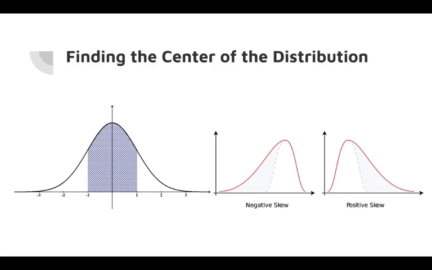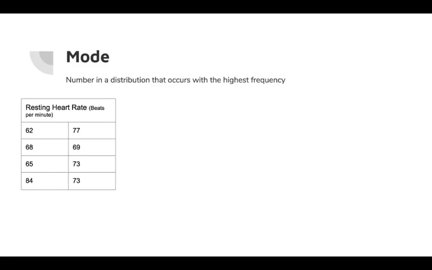But what we want to do is look at each of these three different types. Starting with the mode, this one is kind of the least useful. You'll see it used the least in research studies. It's just the number in the distribution that occurs with the highest frequency, right? Which one of our numbers shows up the most?